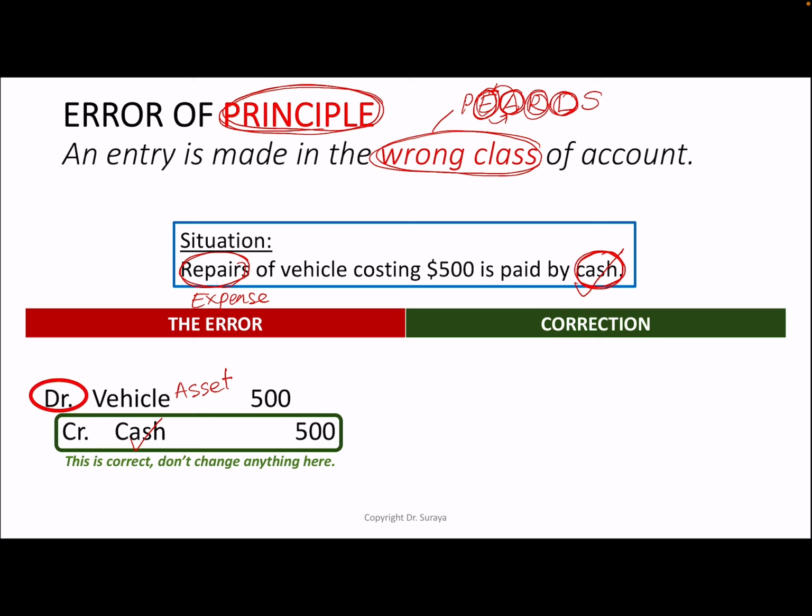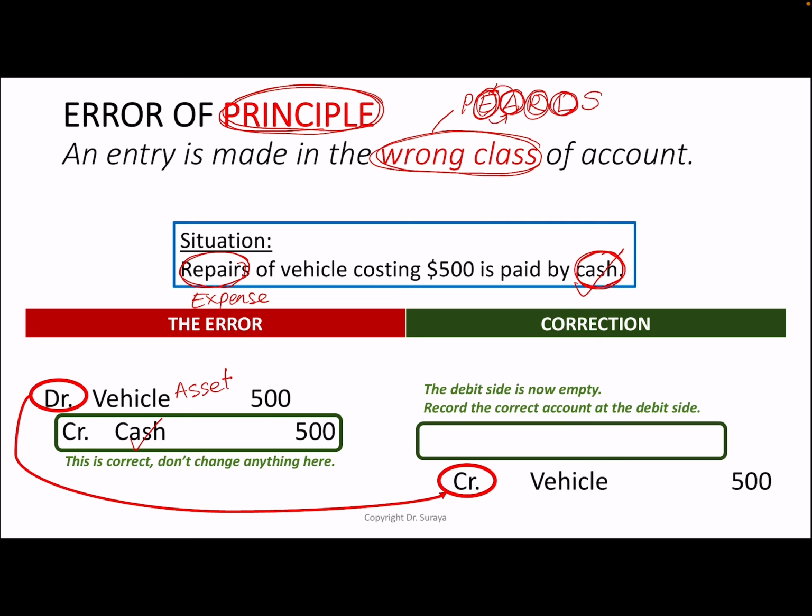Now, the vehicle is wrong. Remove the debit by recording it at the credit side. Now you have already zeroized your vehicle. However, your debit side is now empty. So record the correct account at the debit side, which is the repairs. Alright, so there you go, guys. How do you correct commission and principal error? The same way. So this is error number 2.